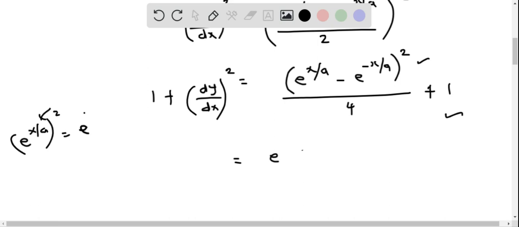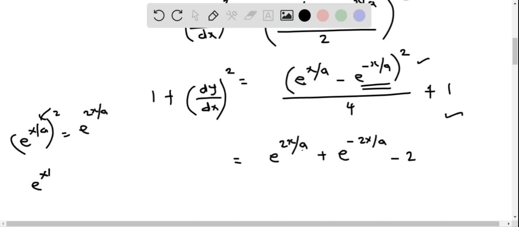So basically e raised to the power of 2x over a. When you square e raised to the power of x by a, we get e raised to the power of 2x over a. And then plus, once again we have to square this term, so the square of this will be e raised to the power of negative 2x over a. And then we have to put minus 2 times the product of these two terms.